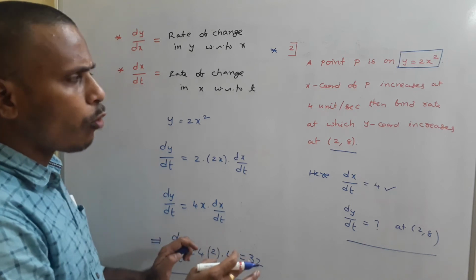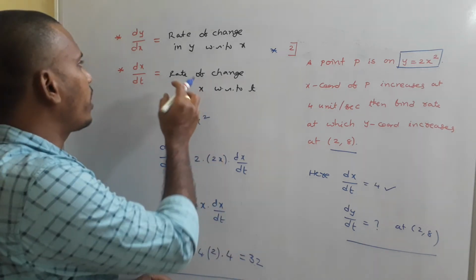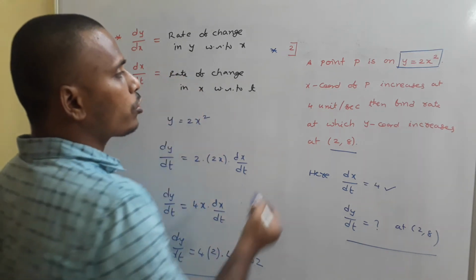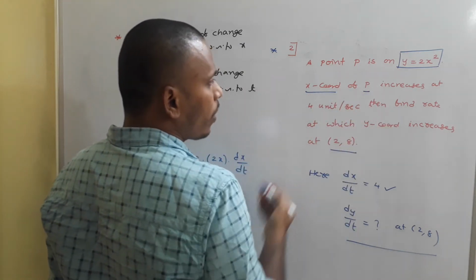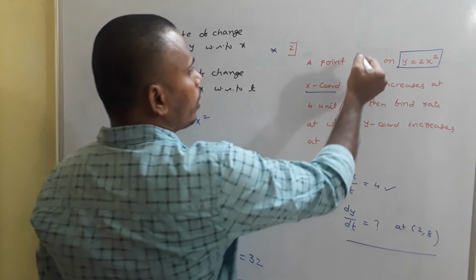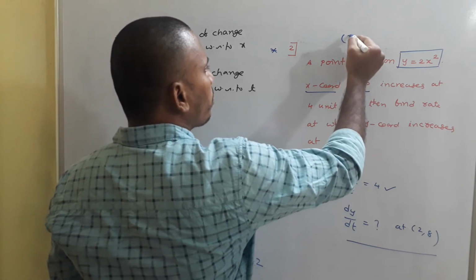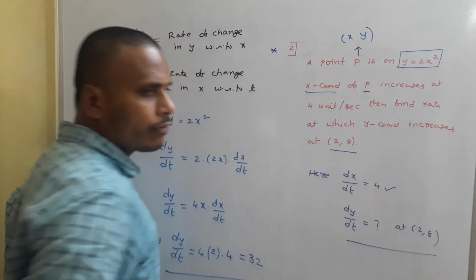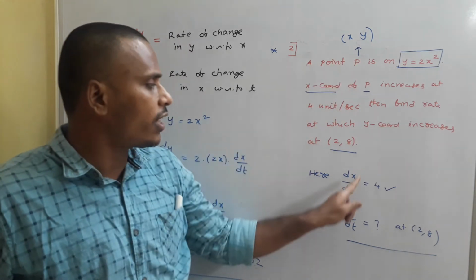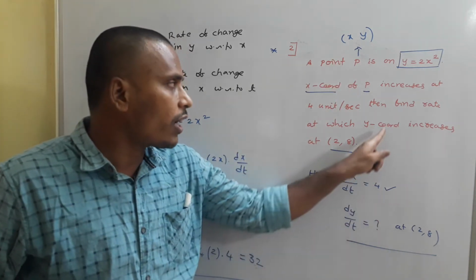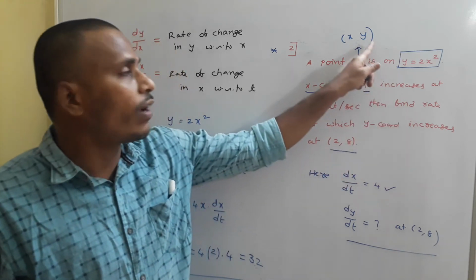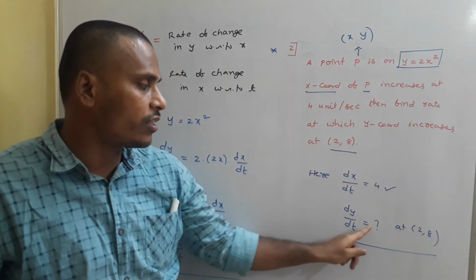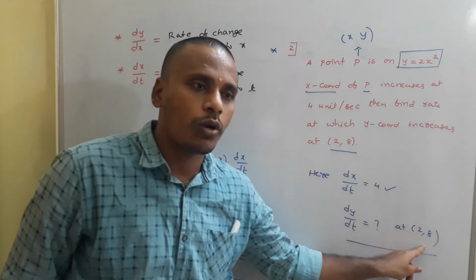Okay, just analyze the problem. Everything is based on this dy by dx and dx by dt. As the question says, the x coordinate of P increases at 4 units per second. What is the x coordinate of P? Actually, here you need to take P as (x, y) on the curve. So the x coordinate is x, so dx by dt is 4. Our target is to find the rate at which the y coordinate is increasing. Here the y coordinate is y, so we need to find dy by dt, but at the point (2, 8).